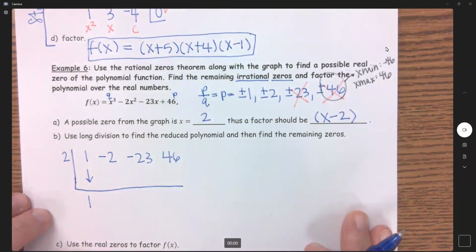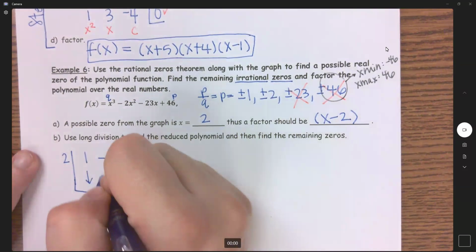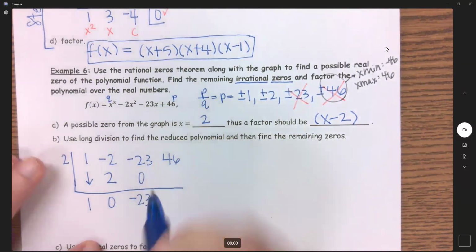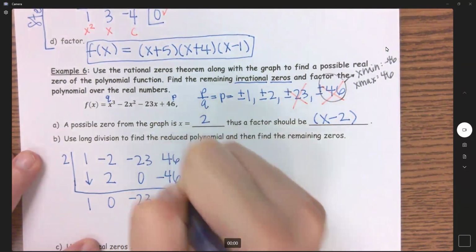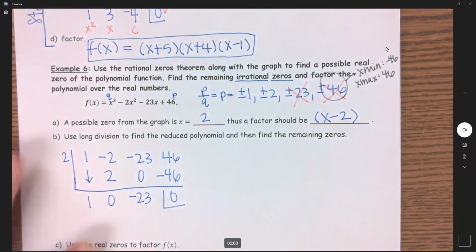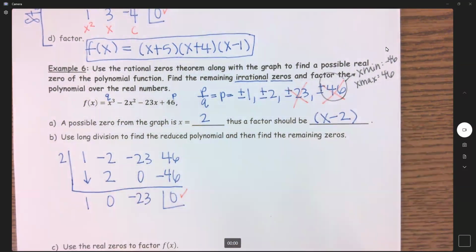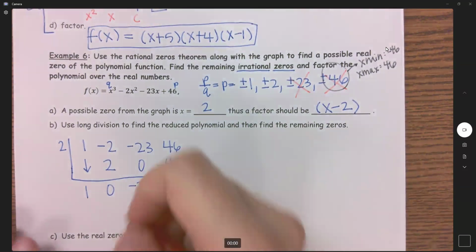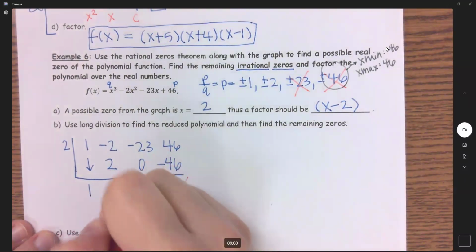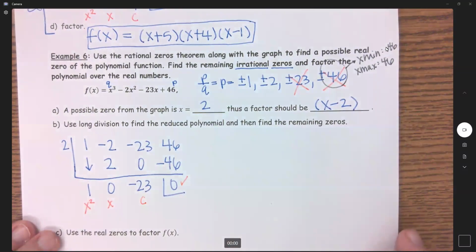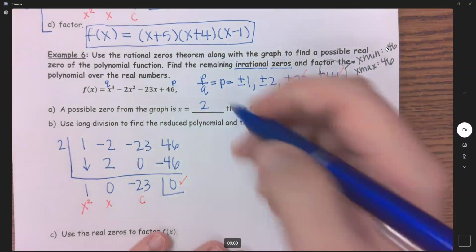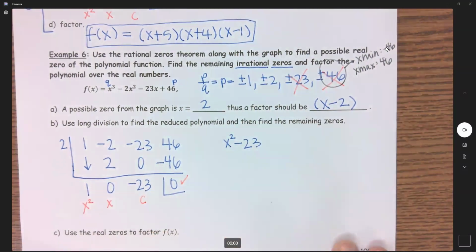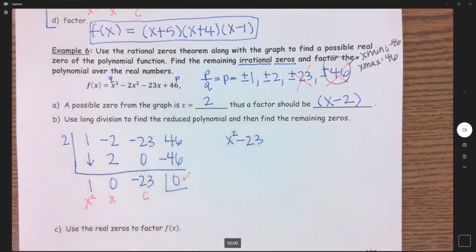Bring down your first, multiply, add till the end. So multiply, add, multiply, add, multiply, add. So if we did not use the trace, we have verified that this is a factor since we have a remainder of 0. Here's my constant, my x, and my x squared. So we have x squared minus 23 as my result, my reduced polynomial.